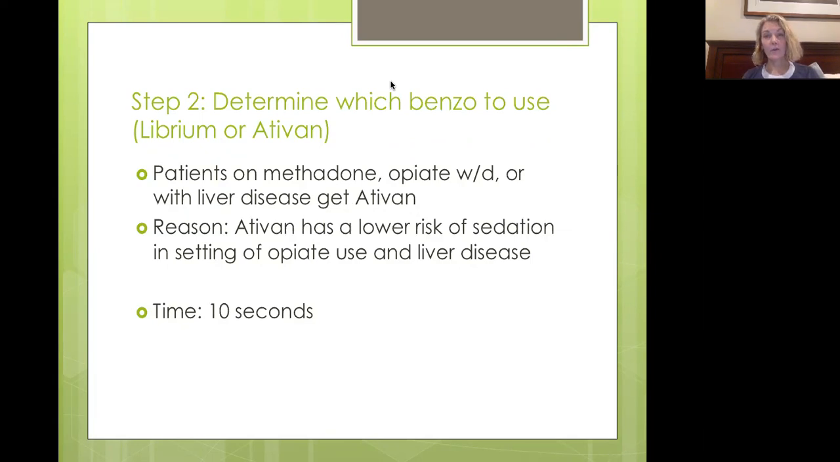Step two, you're going to determine which benzo to use, Librium or Ativan. Patients on methadone who are in opiate withdrawal, that is, you might give buprenorphine to, or patients with liver disease get Ativan. This is because the risk of sedation is less with Ativan than it is with Librium in these cases. Everybody else can get Librium. This should take you about 10 seconds.